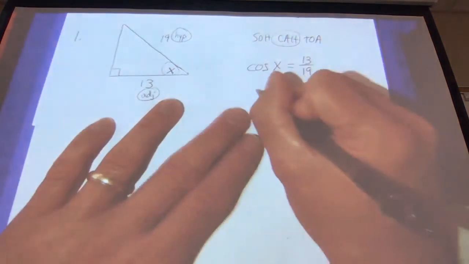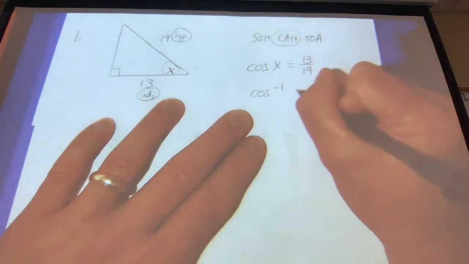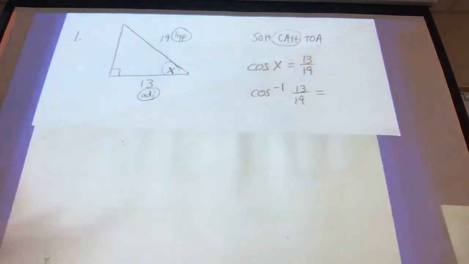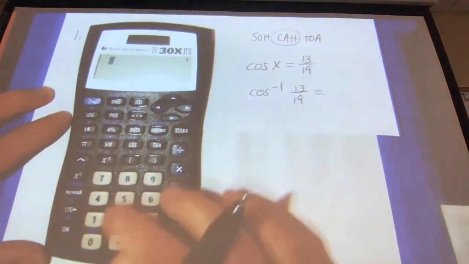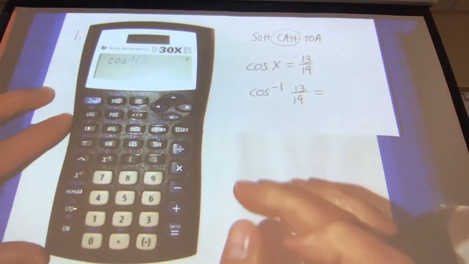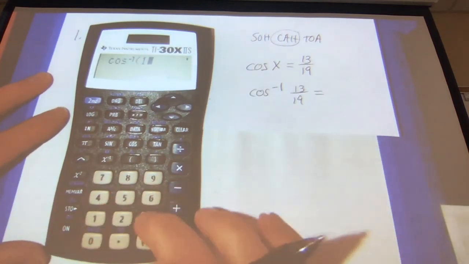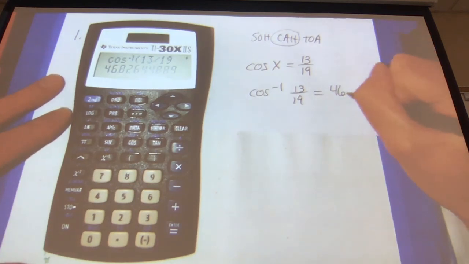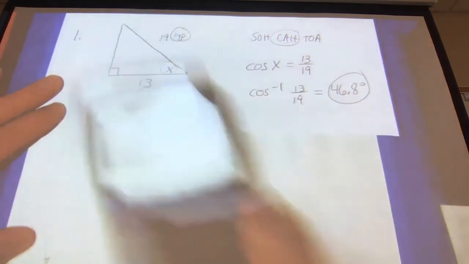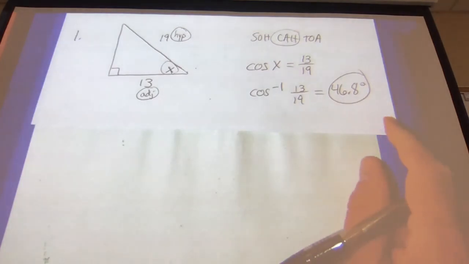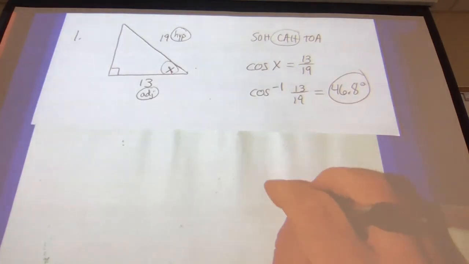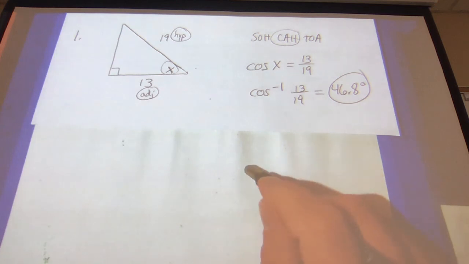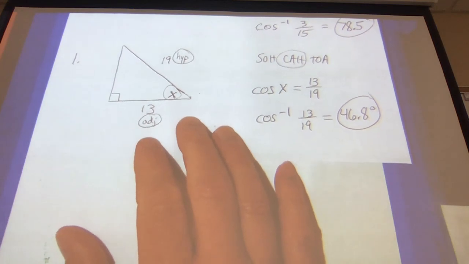To figure out what that angle is, we're going to do the inverse of the cosine. I want 13/19. So if I do that, hit the second button, inverse of the cosine, I want 13 divided by 19. Comes out to about 46.8. Any questions on how I got to here? Okay, how many had it right? Yeah, that looks good. Okay. Need more examples, or are you ready to move on? Ready? Okay.